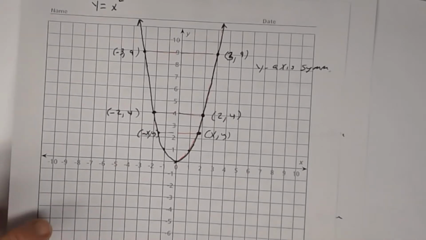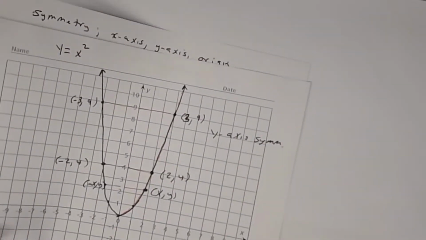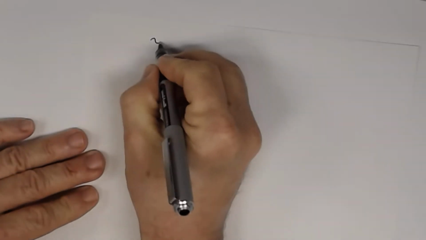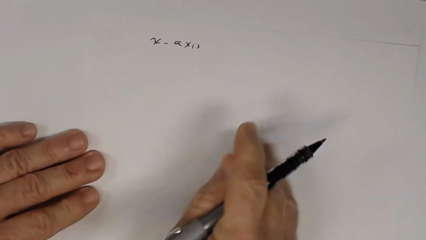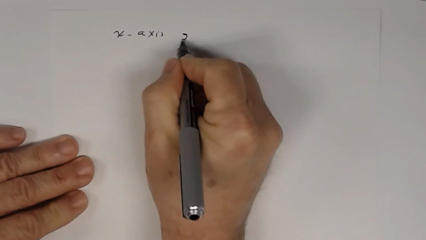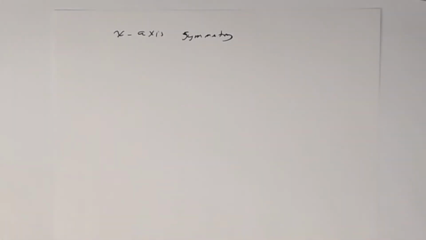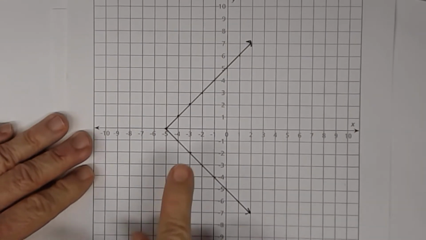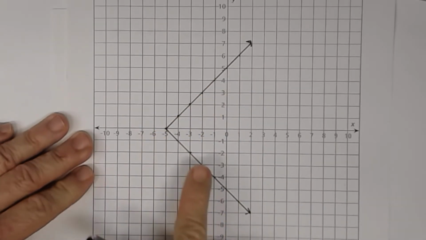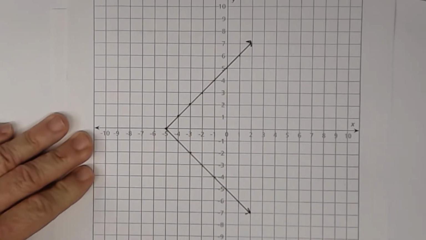Okay, now let's talk about x-axis symmetry. So let's look at that one. Now, let me write this down. X-axis symmetry. Okay, so let's look at this example for x-axis symmetry. I'm hoping you see this. I'm hoping that you see that this relation is symmetric about the x-axis.